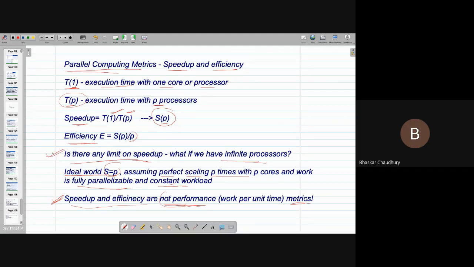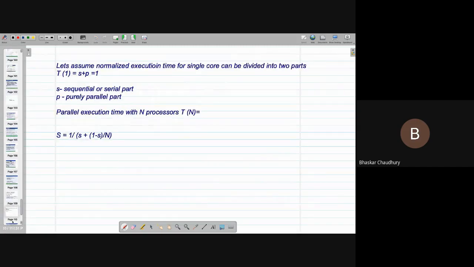Is there any limit on speed up? Let's assume the normalized execution time. Normalized execution time means you have some amount of time, but I'm saying let's assume the total amount of time is 1. So I'm just saying that the total amount of time to execute your code is 1. The normalized execution time for a single core can be divided into two parts, S plus P. S is the sequential or serial part, P is the parallel part.